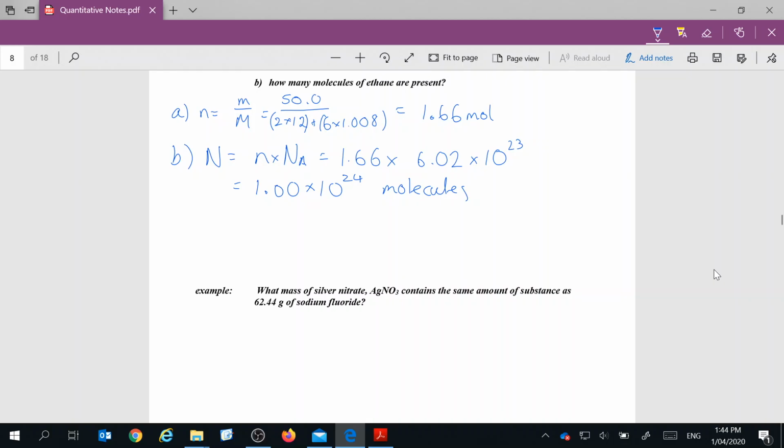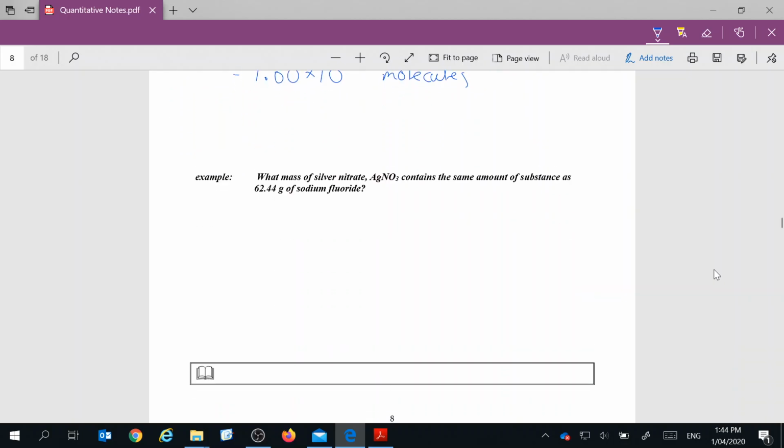What mass of silver nitrate contains the same amount of substance, so the same number of moles, as 62.44 grams of sodium fluoride? So let's find the number of moles of sodium fluoride and therefore the mass of silver nitrate. The number of moles of NaF, sodium fluoride, is the mass divided by the molar mass: 62.44 divided by the molar mass of sodium fluoride.